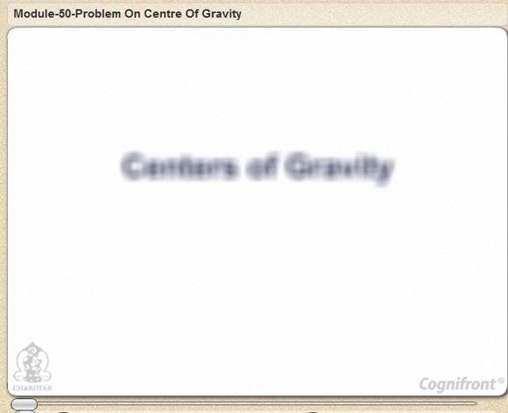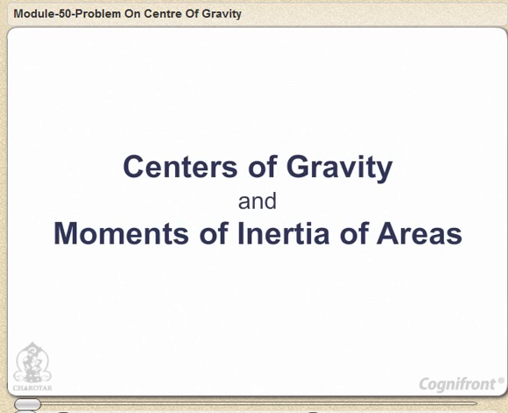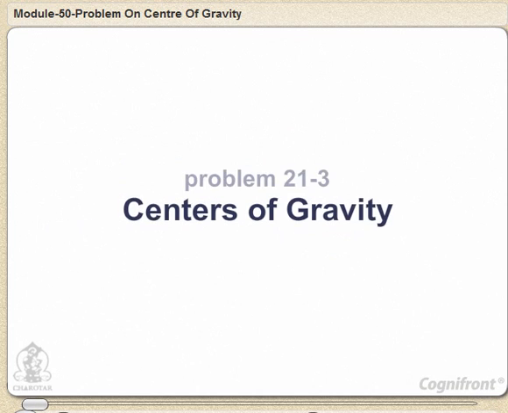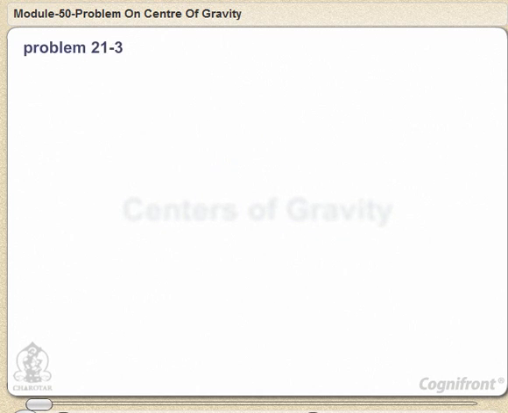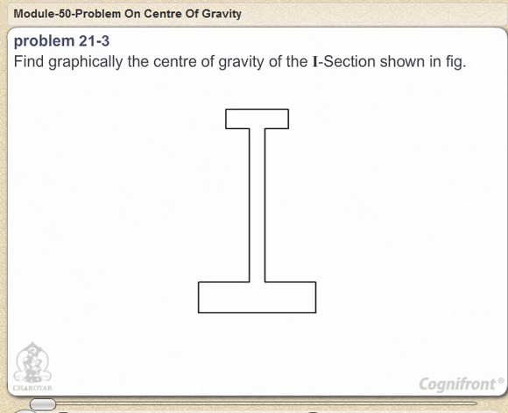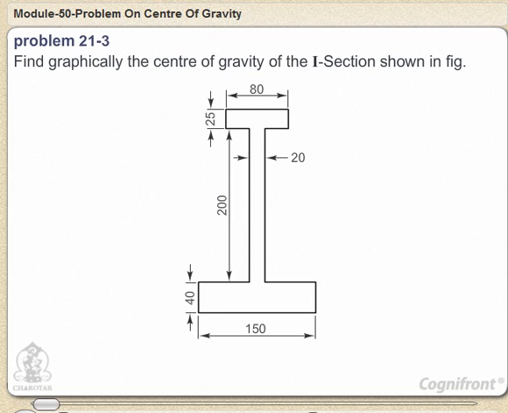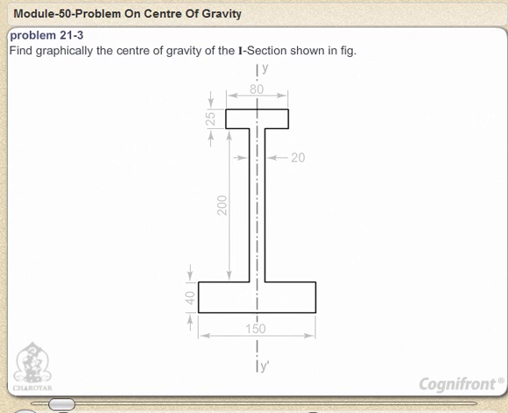Centers of gravity and moments of inertia of areas. Illustrated problems on center of gravity. Problem 21.3. Find graphically the center of gravity of the I section as shown in the figure. As the section is symmetrical about its vertical axis y dash, the center of gravity must lie on that axis.